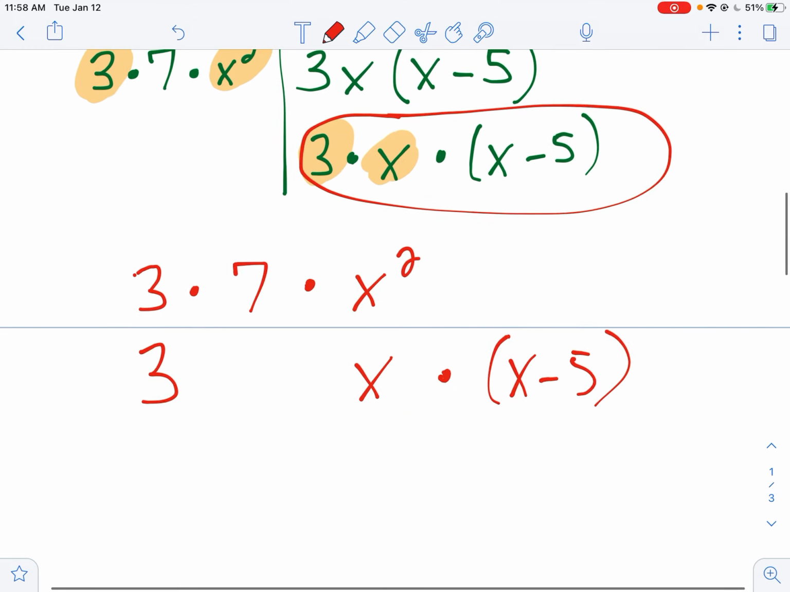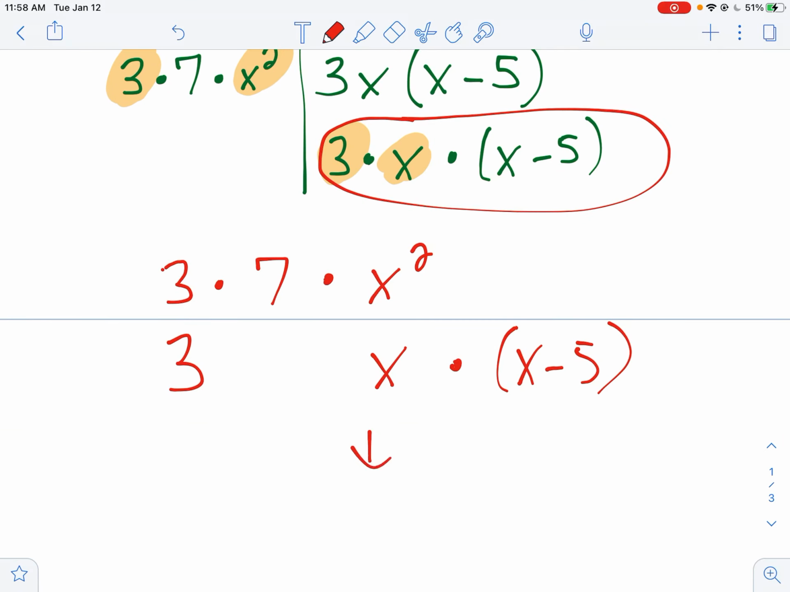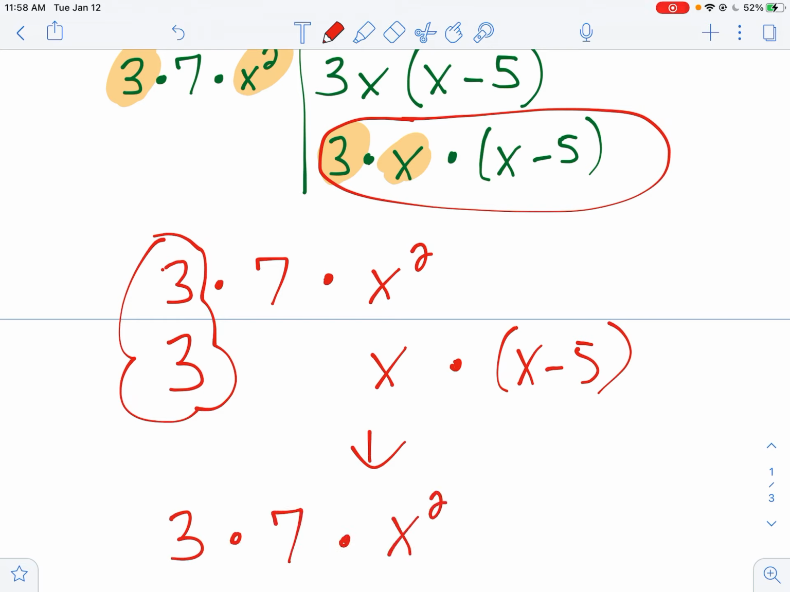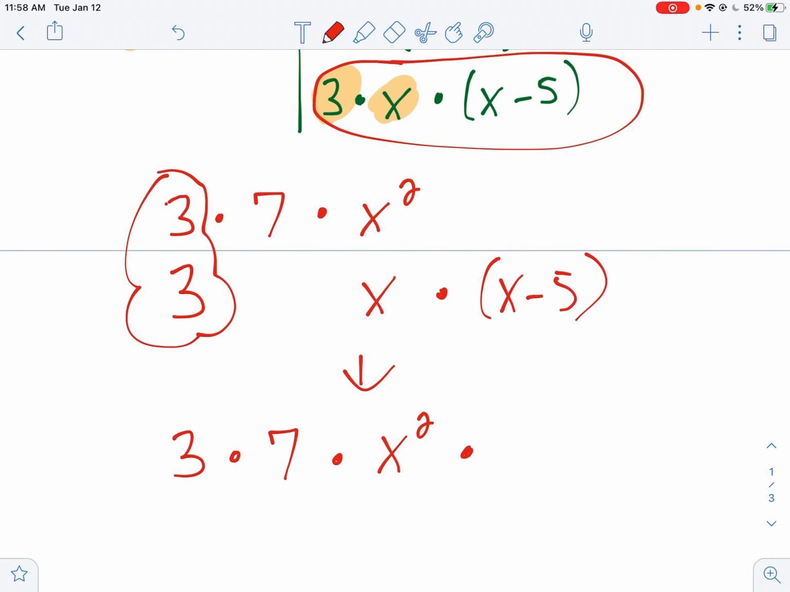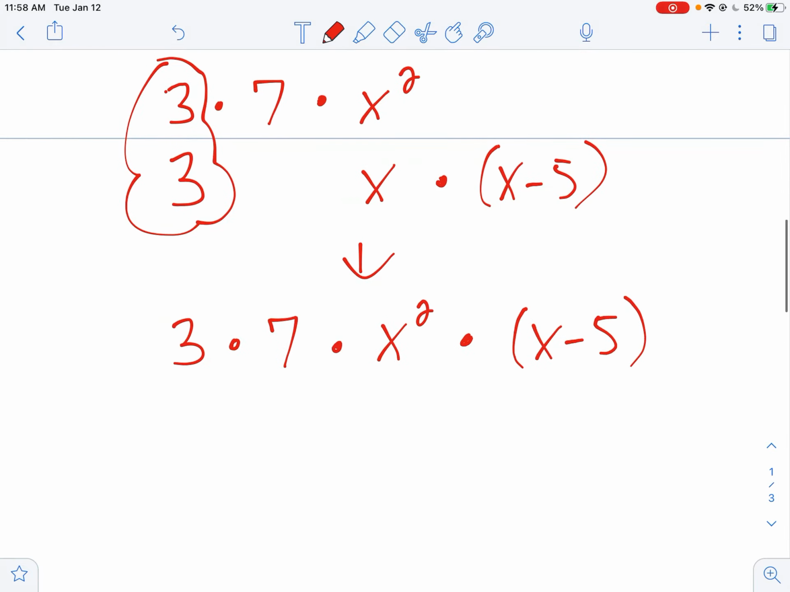And now here's the key. This is the way I like to approach it. I notice that they share a 3, so I only need to use that 3 once. 7's on its own. X squared, I'm going to go with the highest exponent when they share that variable. And I've got times x minus 5. So essentially, this is my LCD. All I need to do is multiply it out. 3 times 7 would give me 21, times x squared gives me 21x squared. And then times x minus 5. And I can leave it just like this for now.